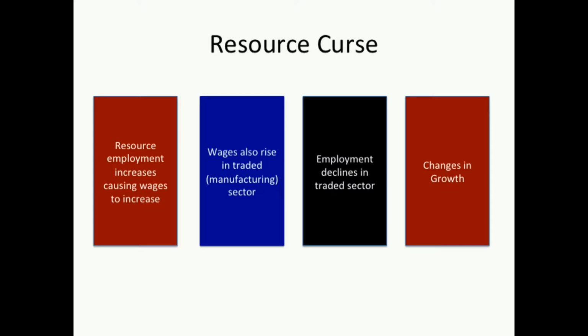I'm not going to show you the math behind the model, but here's the logic of the model. It's pretty straightforward. In these kinds of models, resource employment increases, causing wages to increase, right? Because there are a finite number of people there. Wages also rise in the traded sector, which you could think of as the manufacturing sector. Employment declines in the traded sector, and then you get these changes in growth.